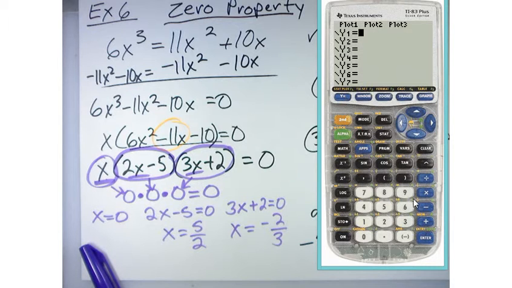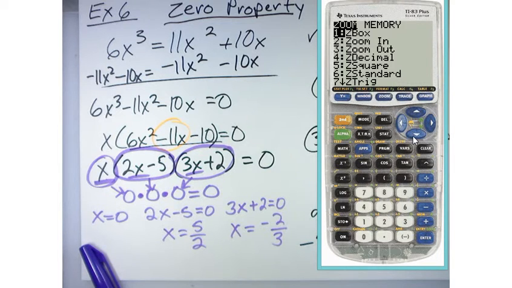And so I'm going to graph 6x cubed minus 11x squared minus 10x. Right? So I'm going to plug in the left hand side of the equal sign, and then the right hand side of the equal sign is 0, right? So I want to see where that crosses the 0 or x-axis. So let's graph it. Oh, got to zoom out, it's a little big. Zoom standard might help us.